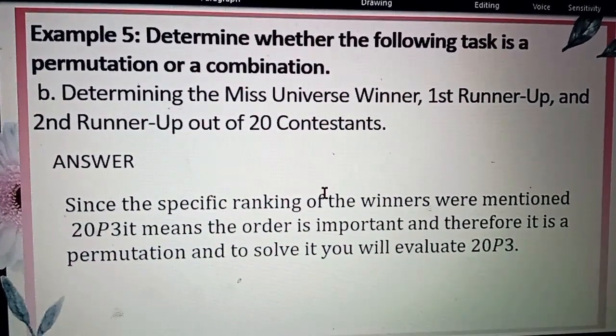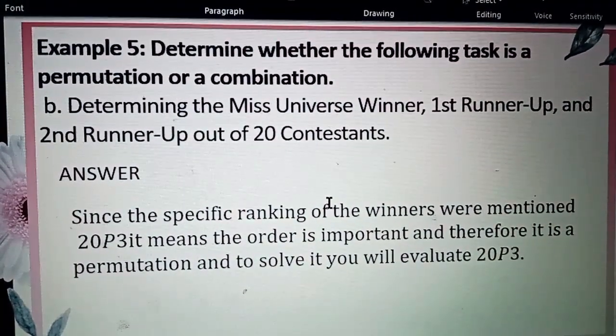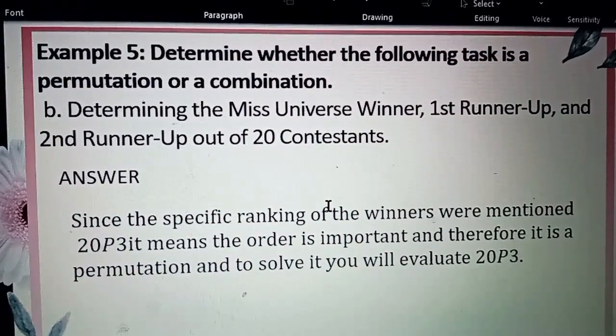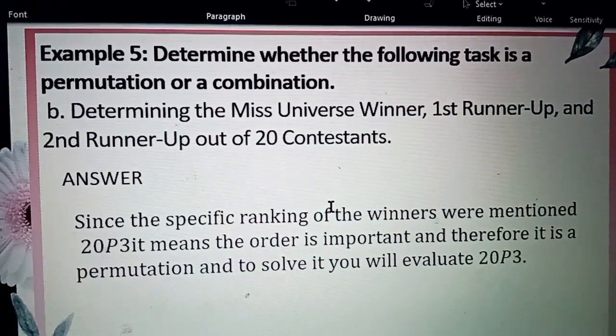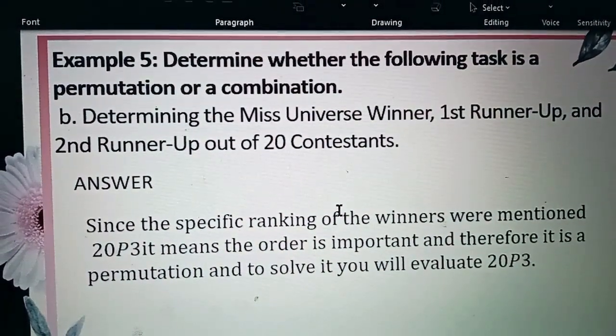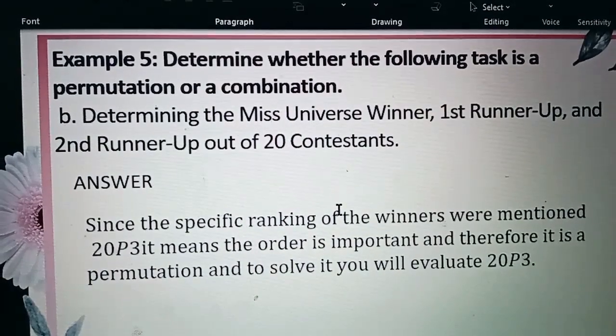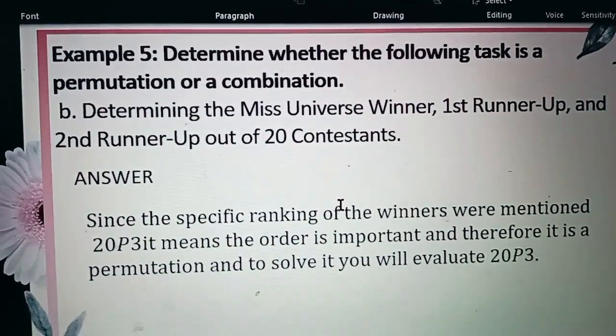So again, if it's about arrangement and order is very important, this is permutation. And if it's about picking, selecting or selection of an object, and arrangement or order is not important, then this is about combination.